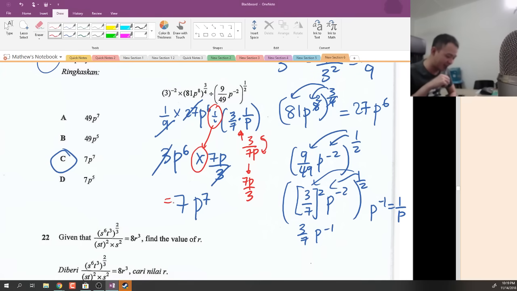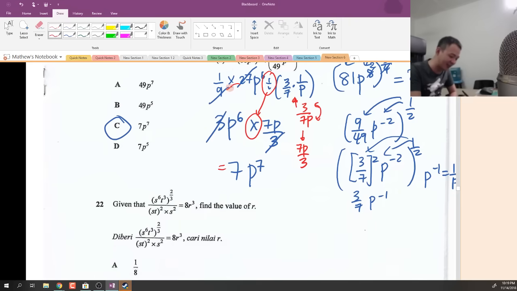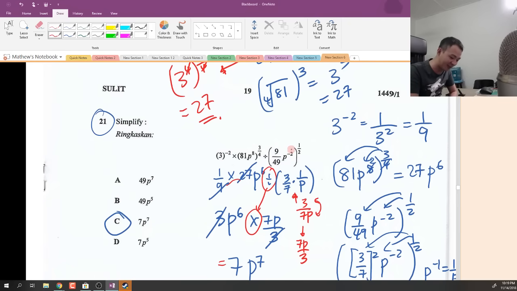How to get p negative 2? P negative 2 is given on the top here, isn't it? The p negative 2.